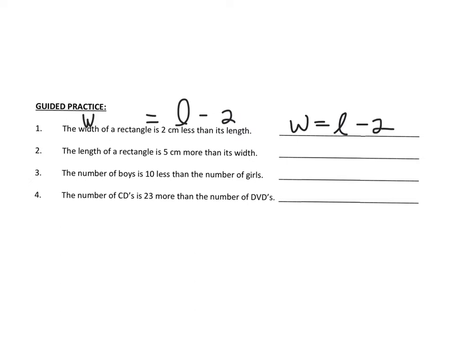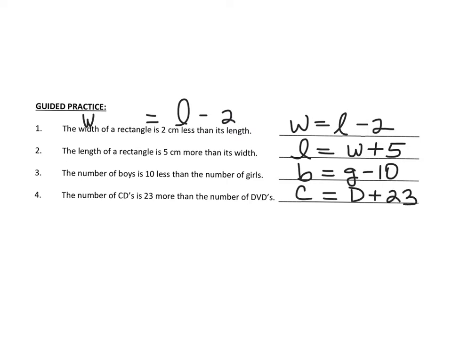The length of a rectangle is 5 more than its width. So if we take our width and add 5, that's how we get that one. The number of boys is 10 less than the number of girls. So to get the boys, we take the girls and we're going to subtract 10. The number of CDs is 23 more than the number of DVDs. So if I write D plus 23. Okay?